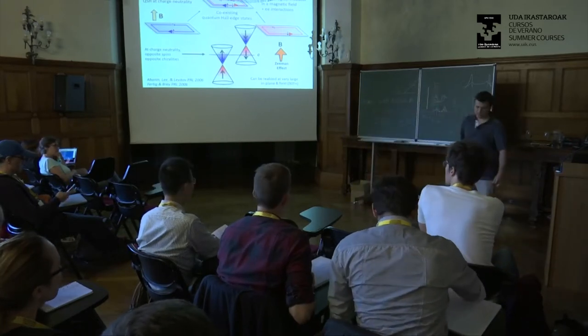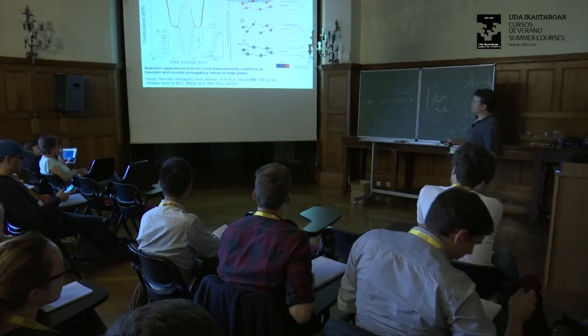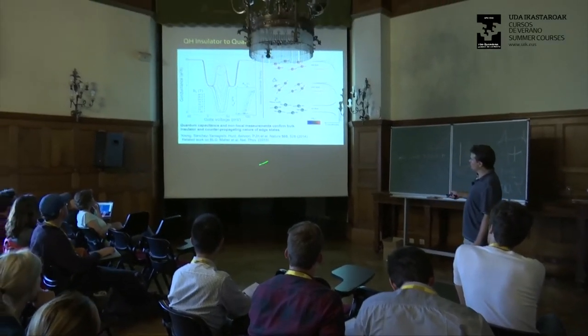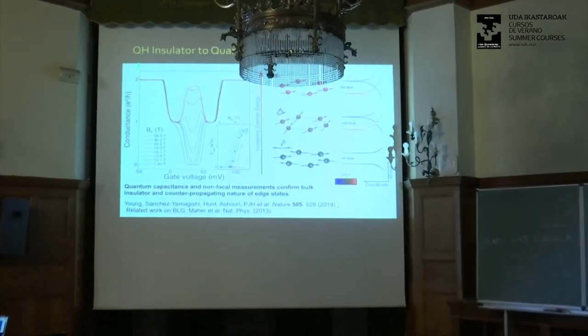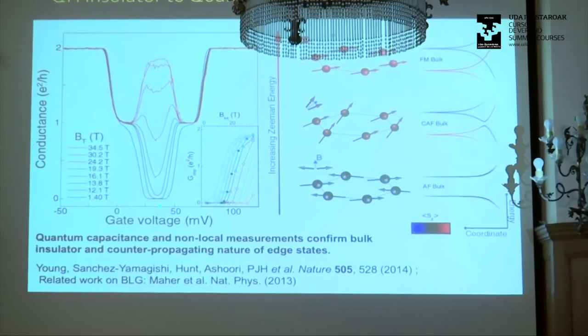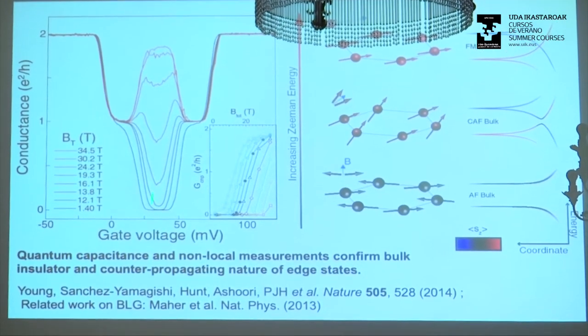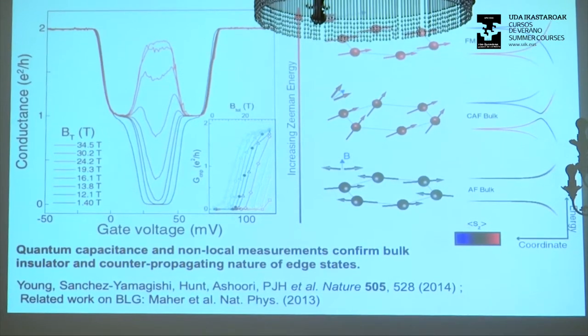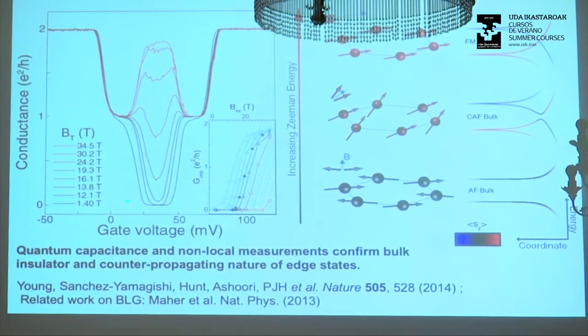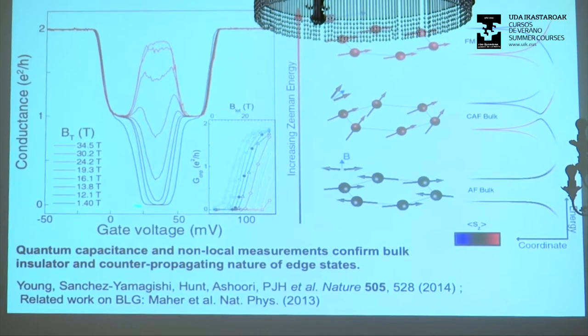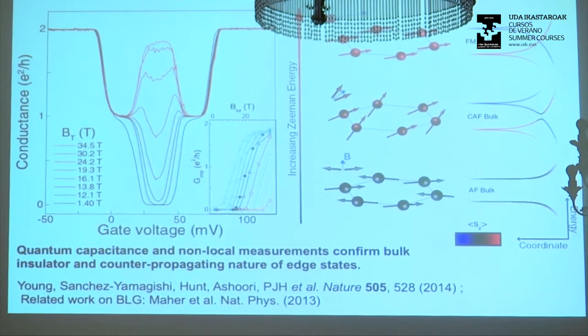All clear? Okay. So we did this a number of years ago, together with Andrea Young and my colleague Ray Ashoori. If you measure the conductance versus gate voltage, charge neutrality happens to be here in the middle, in graphene in the presence of a perpendicular magnetic field. At zero parallel magnetic field but high perpendicular field, this system is a trivial insulator. As you increase the parallel magnetic field, the conductance increases, and it gets very close to 2e²/h. So you actually have crossing of helical edge states at the edge.